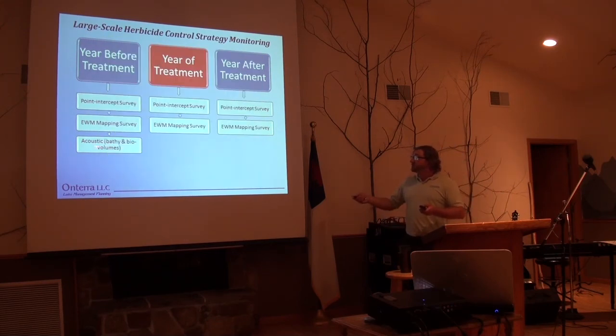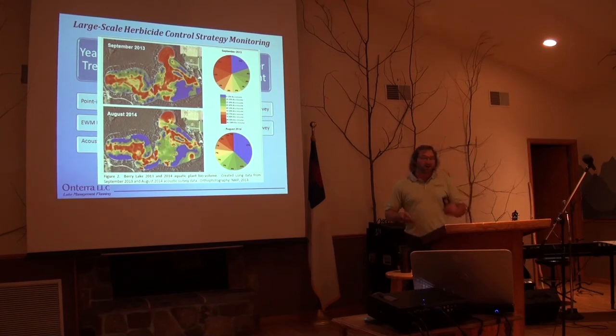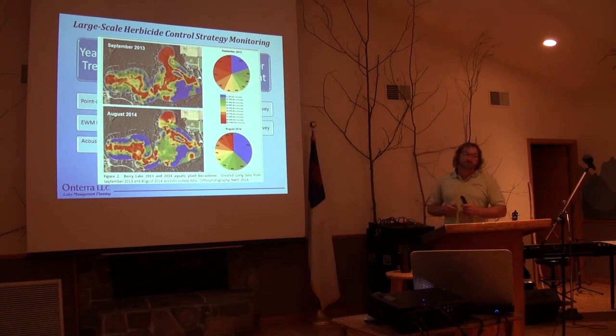Part of this acoustic survey too, this is Berry Lake, and I use this in a lot of presentations to show people. This is a heat map of where the vegetation exists in your lake from 2013 and 2014. No treatment happened. Water level changes were a little bit different, but you can see where plant abundance changed. It's not Eurasian water milfoil, it's just plants, any type of plants. This is important for fisheries managers to understand the habitat of the lake.